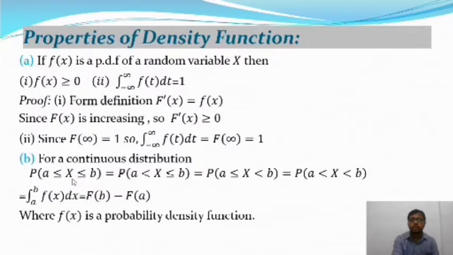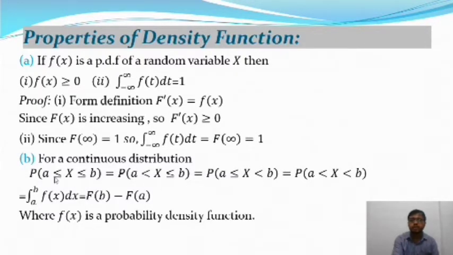So in a closed interval, a half open interval, or an open interval, the probability values are all the same. That means the integration over a to b of f(x) dx is equal to F(b) minus F(a), where f(x) is the probability density function. But in a discrete case, these four values are not equal.